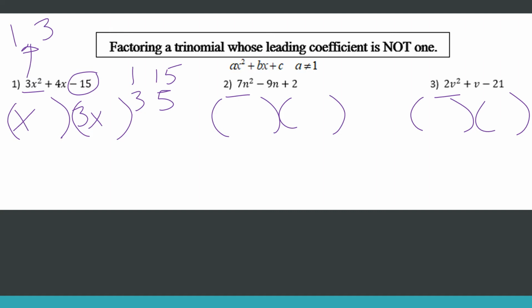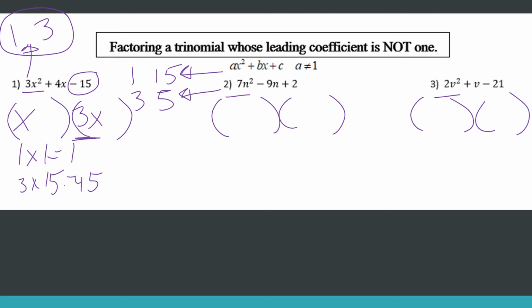That didn't work either. So some of you might be like, oh, well, there's no way to do this. But remember, we already have this 3 that's in our problem. So we're somehow going to see how we can combine this 1 and 3 with one of these sets of factors to see how I can get that 4. So for example, if I try 1 and 15 first, with the 1 and the 3. So 1 times 1 is 1, and 3 times 15 is 45. Well, 1 and 45 don't get me 4. So I don't want to use those.